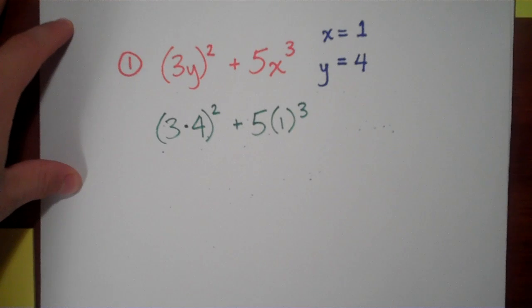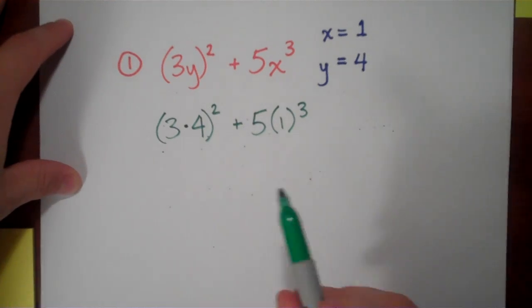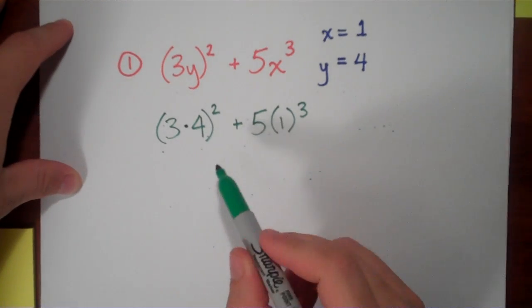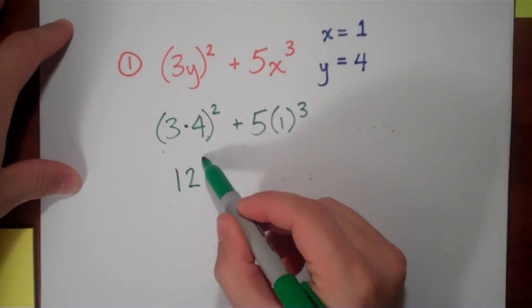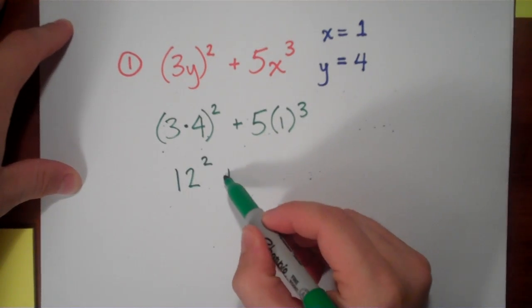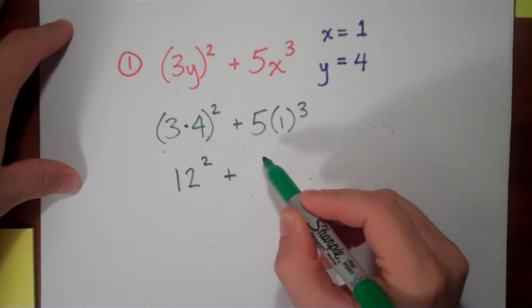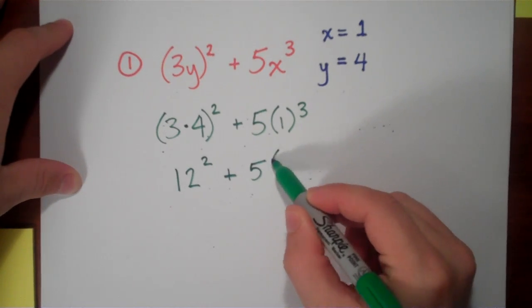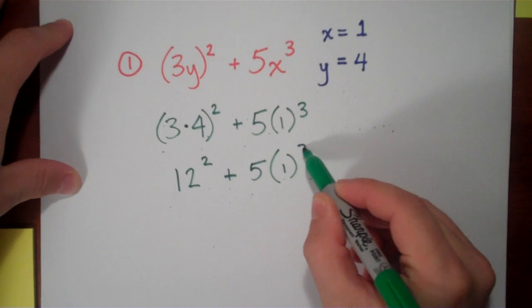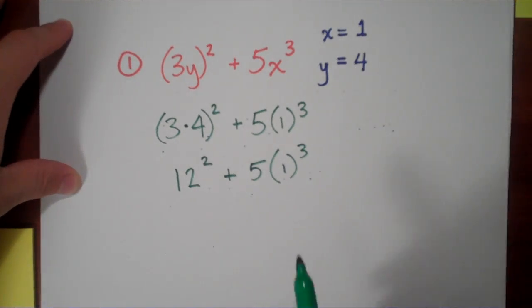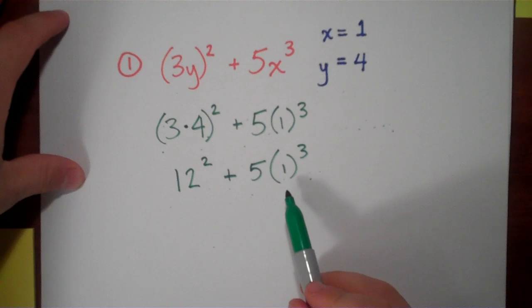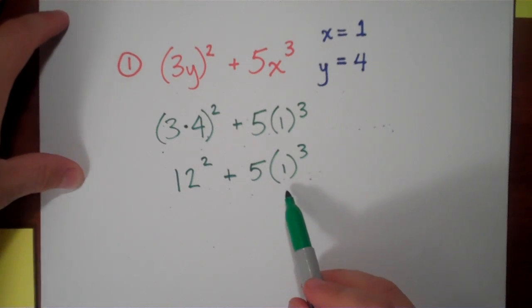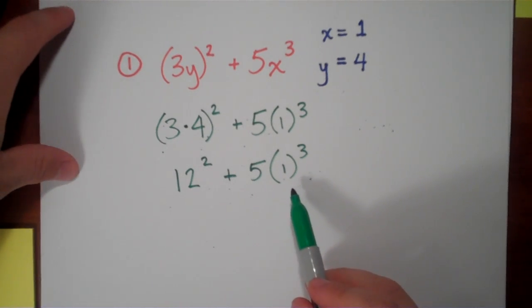Next step, let's look at parentheses, right? We have parentheses here. 3 times 4 equals 12. We still have 12 cubed. We still need to add 5 times 1 cubed, okay? Here's parentheses, but all that's inside the parentheses is the number 1. We can't simplify what's inside the parentheses anymore, so we're moving on to exponents now.